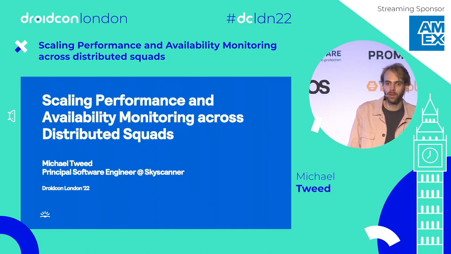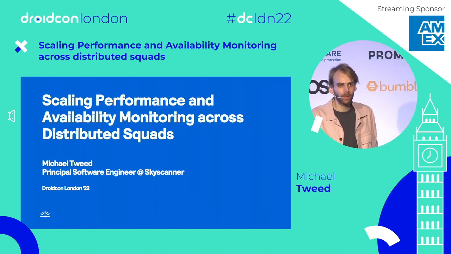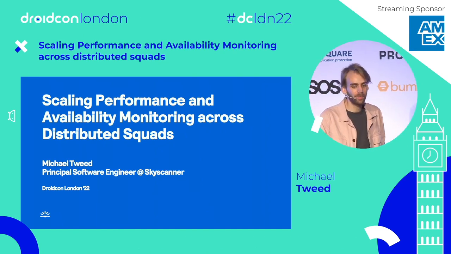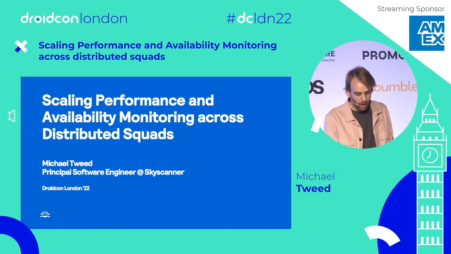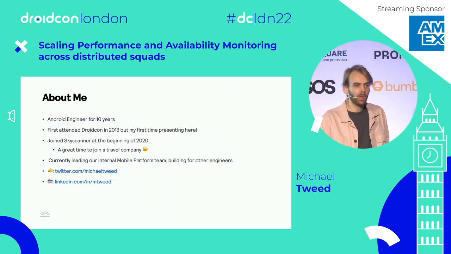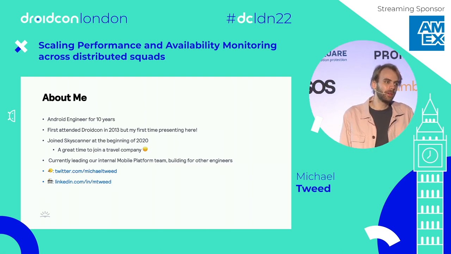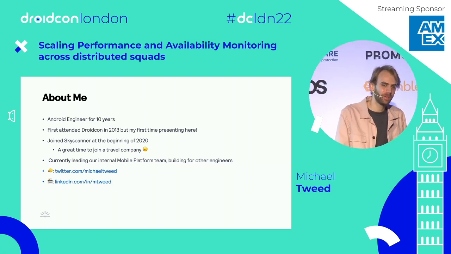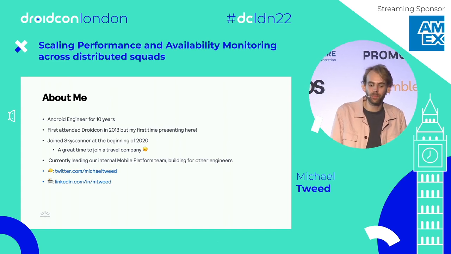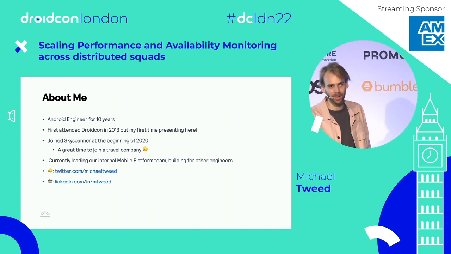Thank you everybody for joining this morning, and I'm going to be talking through scaling performance and availability monitoring across distributed squads at Skyscanner. As a little introduction about myself, I've been an Android engineer for about 10 years now, which is quite scary. I first attended droidcon back in 2013, been attending I think pretty much every year since, but it's my first time presenting here, so very happy to be up on this stage rather than sitting down there.